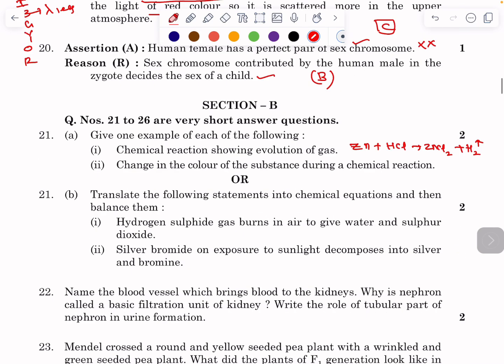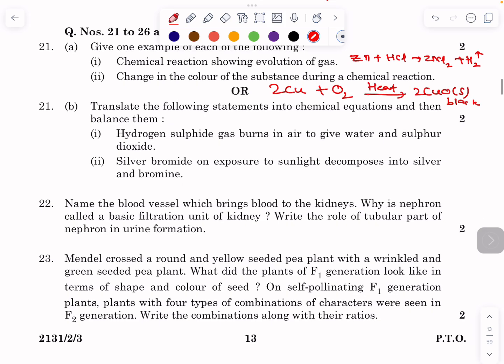Give one example of each of the following. Chemical reaction showing evolution of a gas: zinc plus HCl gives zinc chloride plus hydrogen gas. This is correct. And one more reaction is there, change in the color of the substance during a chemical reaction. Give one example. When you heat copper in the presence of oxygen, heat is evolved and you will get copper oxide solid, which is black in color. Okay, this is the example for change in color of the substance. And next one we have question number 21.